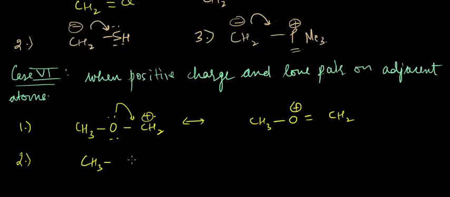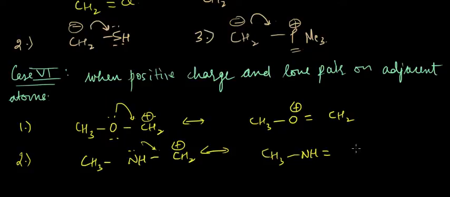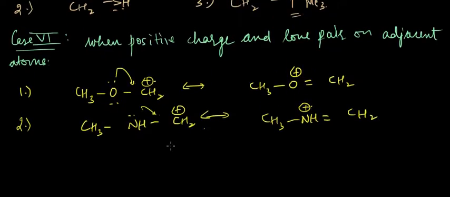Similarly, if we have something like this, again we have one lone pair on the nitrogen atom and a positive charge on an adjacent carbon atom. So what will happen is the lone pair will come in conjugation, the lone pair will come in to form a bond between the nitrogen atom and the carbon atom, thereby incurring a positive charge on the nitrogen atom.